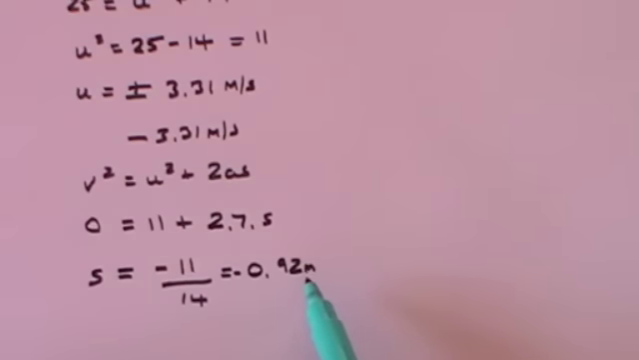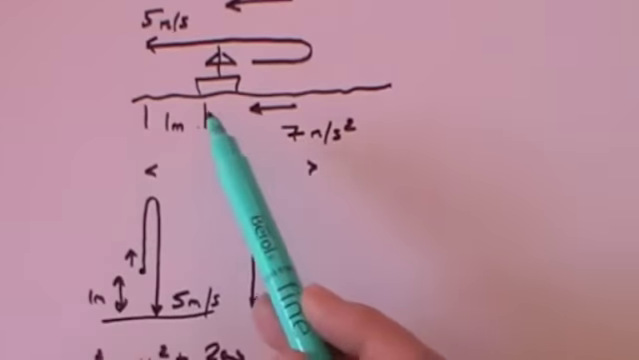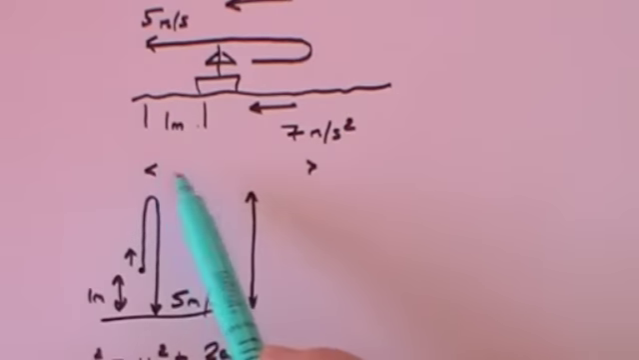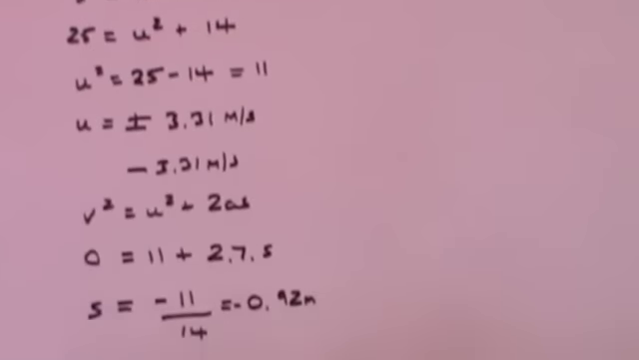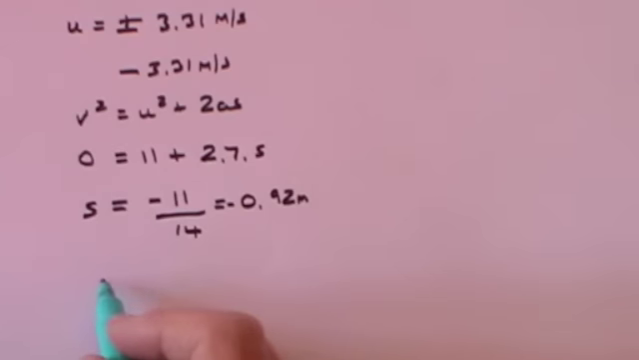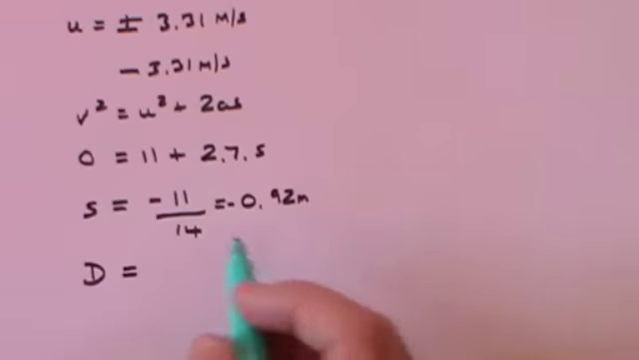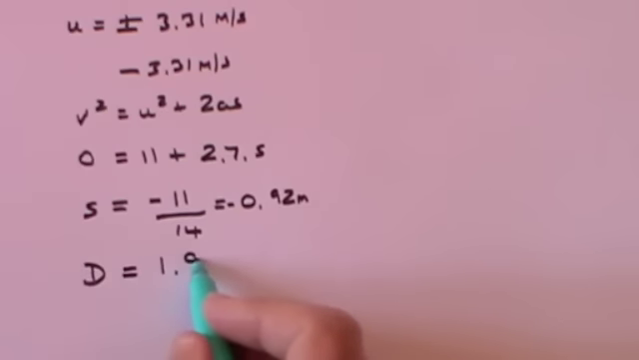And therefore, since this distance is 0.92 meters and this distance is 1 meter, the entire distance, which is what we were asked to calculate, which we'll call d, is going to be, we don't need to worry about the minus sign anymore because it's just a length, 1.92 meters.